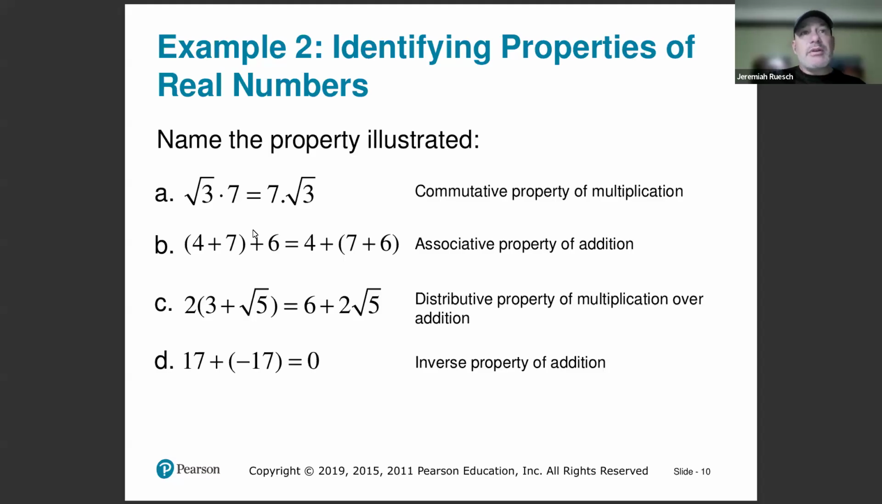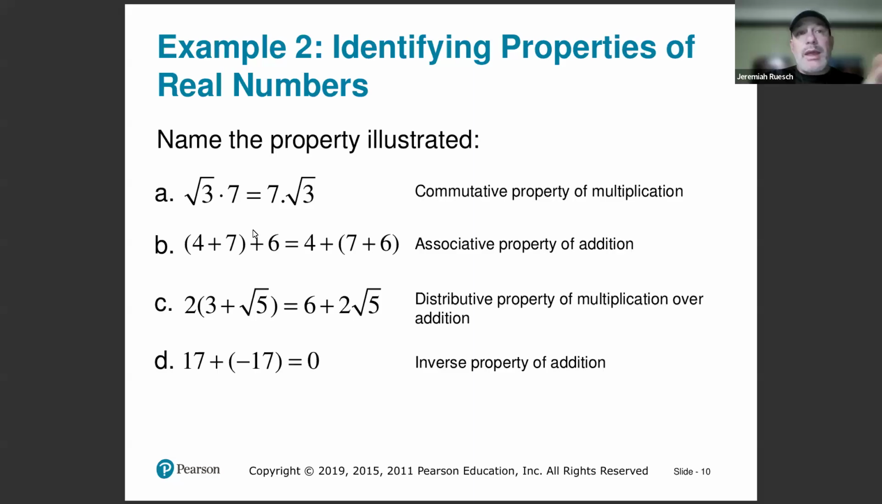In part B, the operation is addition, and you can see that the elements are in the same order, but the order in which we do the operation changes. And so this would be the associative property under addition. And the third one, letter C here, it's a combination, addition and multiplication. So this one automatically tells you that it's a distributive property.